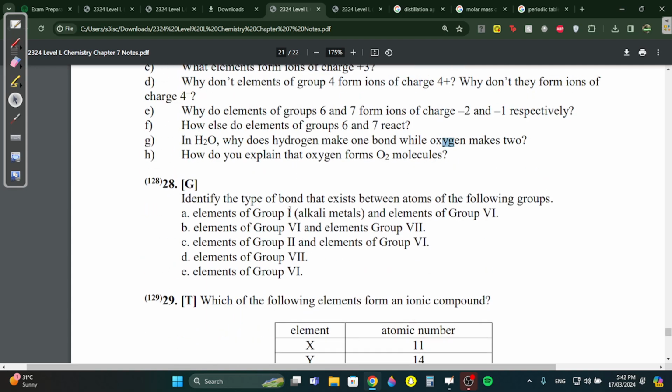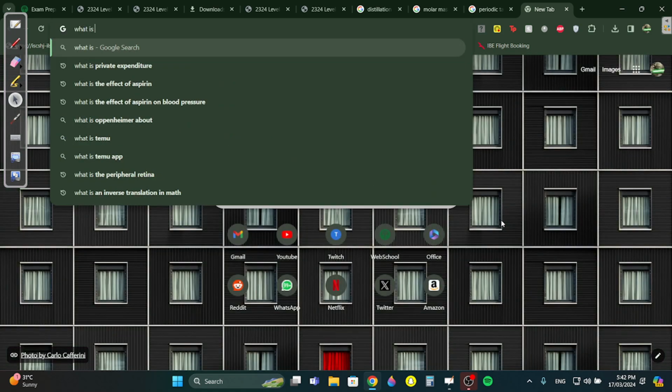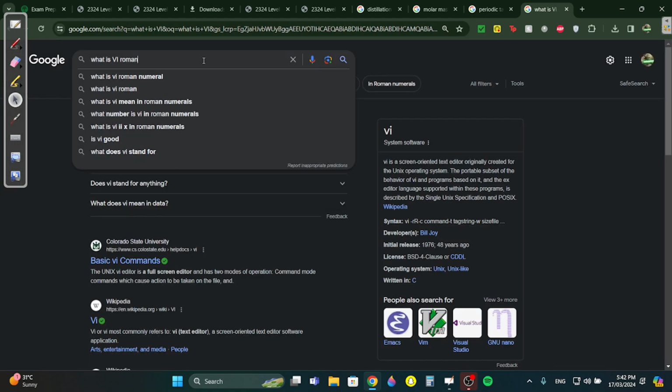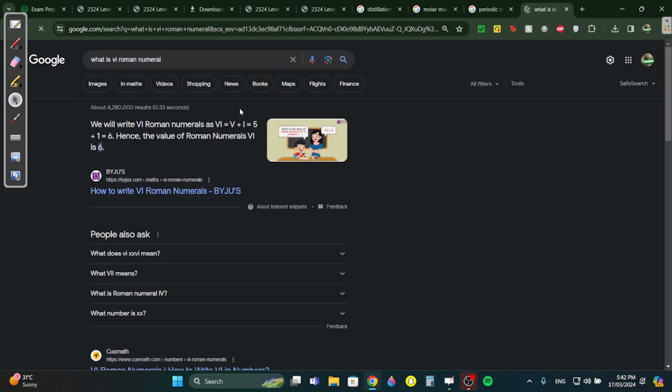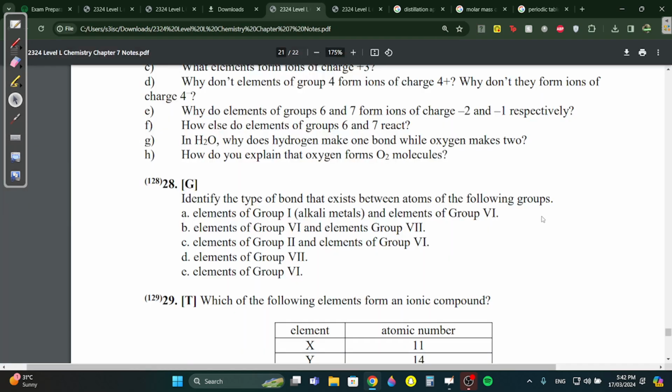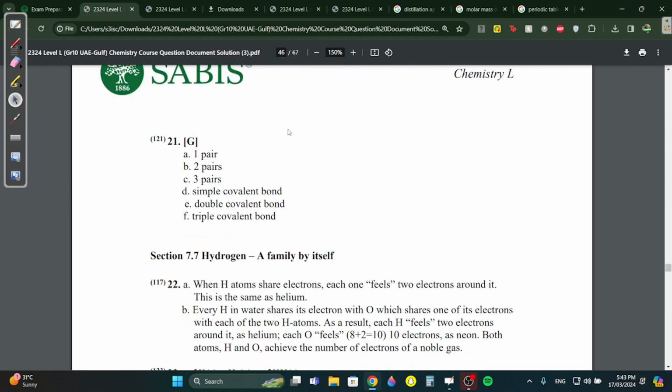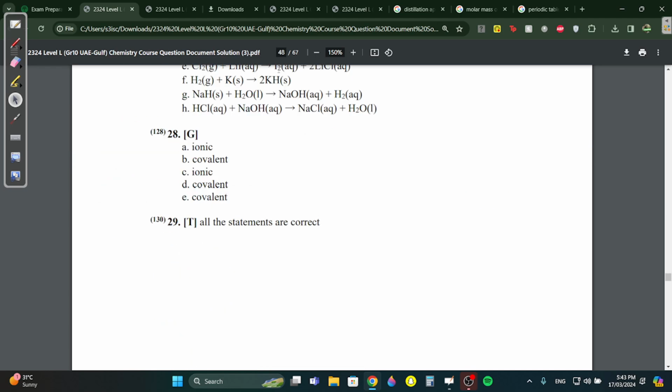Identify the type of bonds, group 1 and group, what's VI? Roman numeral 6. Okay, group 6. Group 6 is a non-metal. Group 1 is a metal. Metal, non-metal, you say it's ionic. Ionic, right? Yeah. 28 ionic.